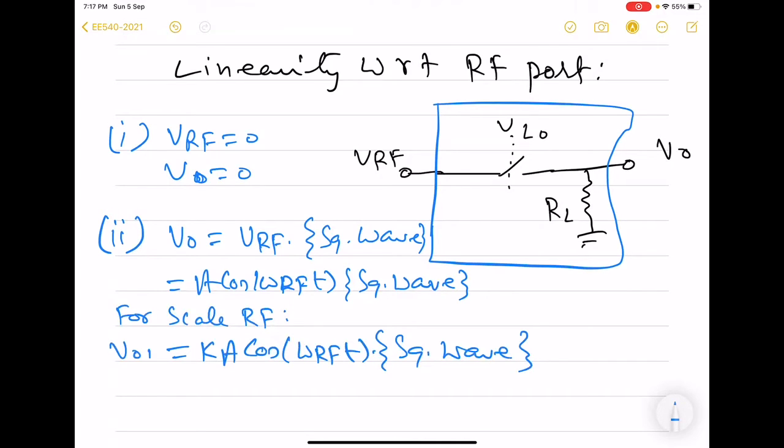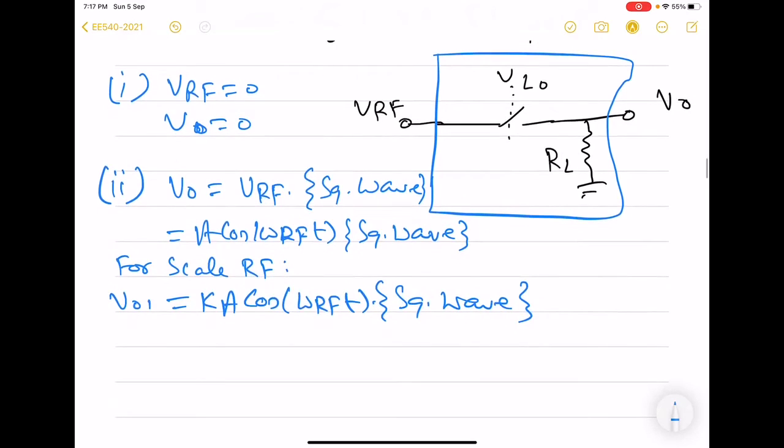So we now have new output. So this output here you can see is K into the previous output. So when we scaled up the input, output also got scaled up. So the second property is also valid here.